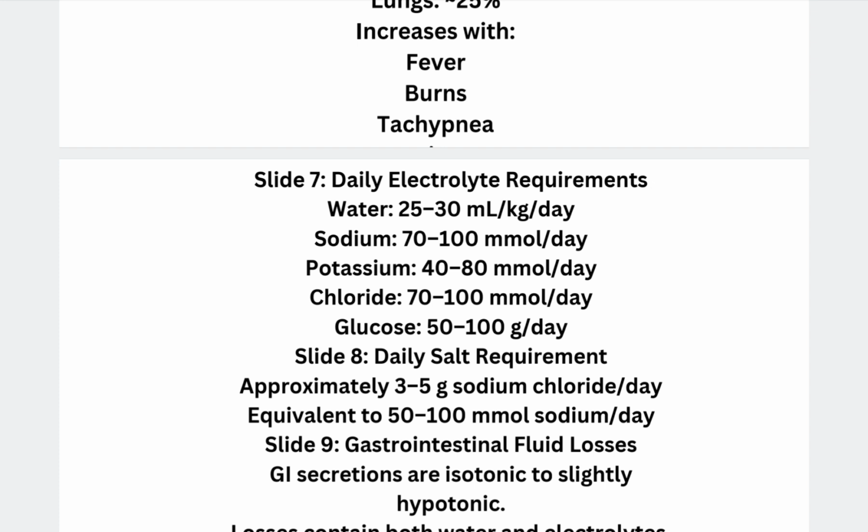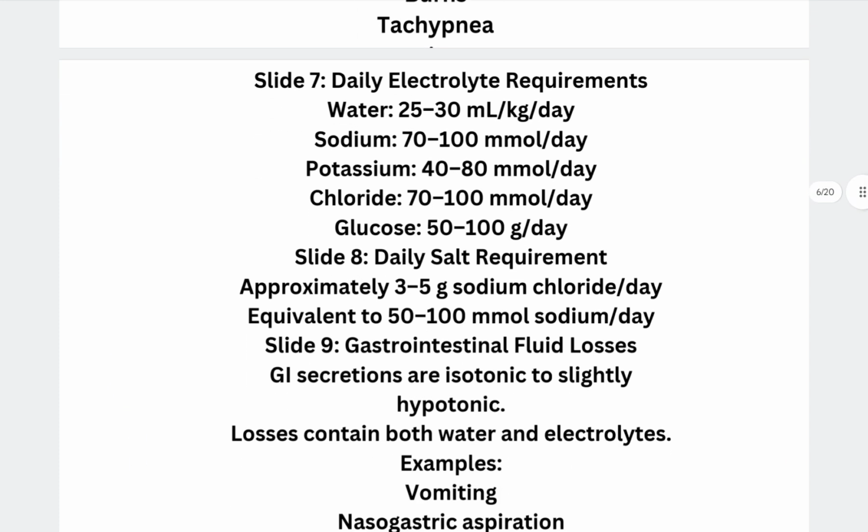So the daily salt requirement is approximately 3 to 5 grams of sodium chloride per day, which is equivalent to 50 to 100 millimoles of sodium per day. Basically, whatever surgical patient we are seeing will have GI secretory losses, which are slightly hypotonic to isotonic. It means they contain both water and electrolytes.